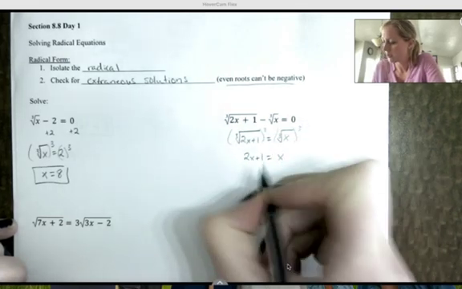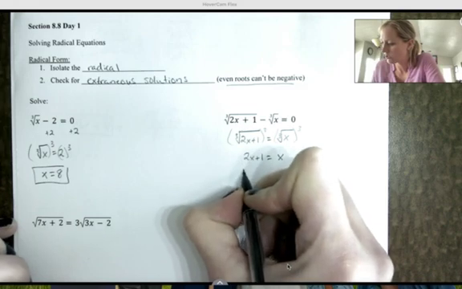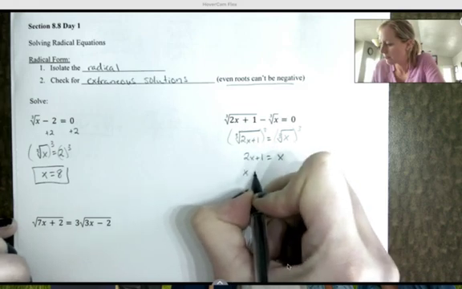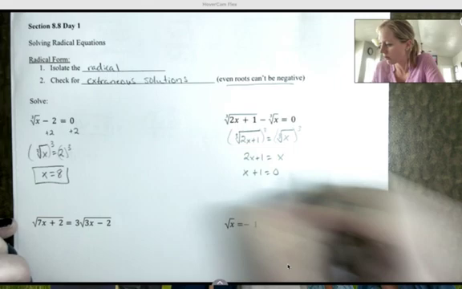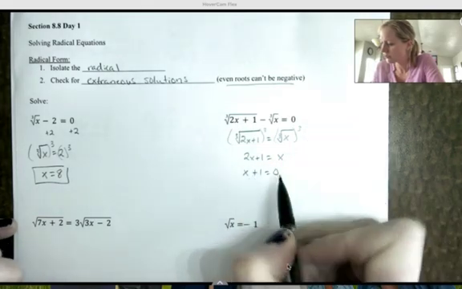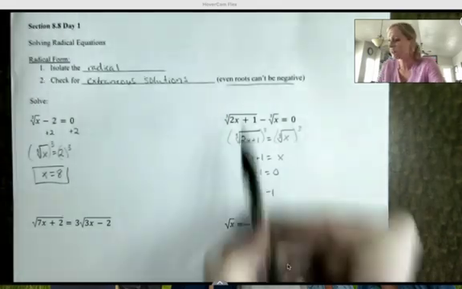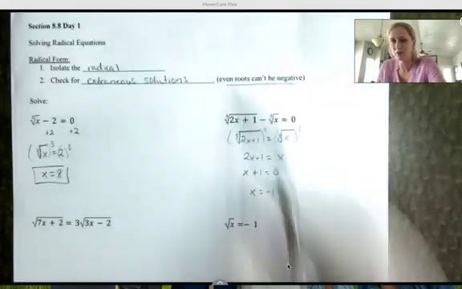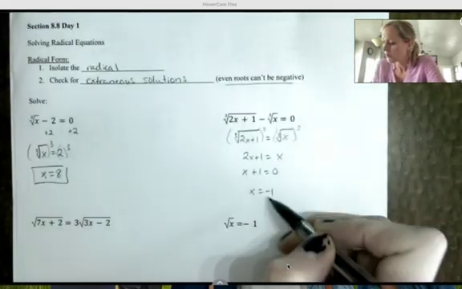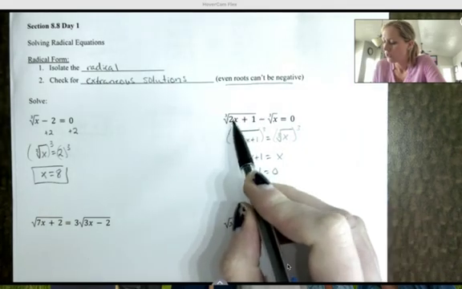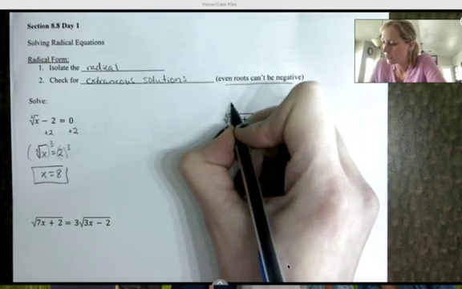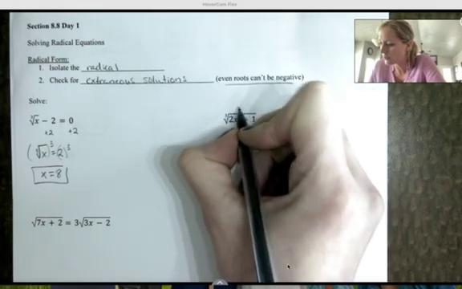Okay, I'm going to get my x's together, so I'm going to subtract x over here. So I've got now x plus 1 equals 0. Subtract 1, I get x equals negative 1. Okay, so we should be okay here because these were both odd roots, not even roots, which are really the ones we have to check. But if we were to plug negative 1 back in, 2 times negative 1 is negative 2, plus 1 is negative 1.